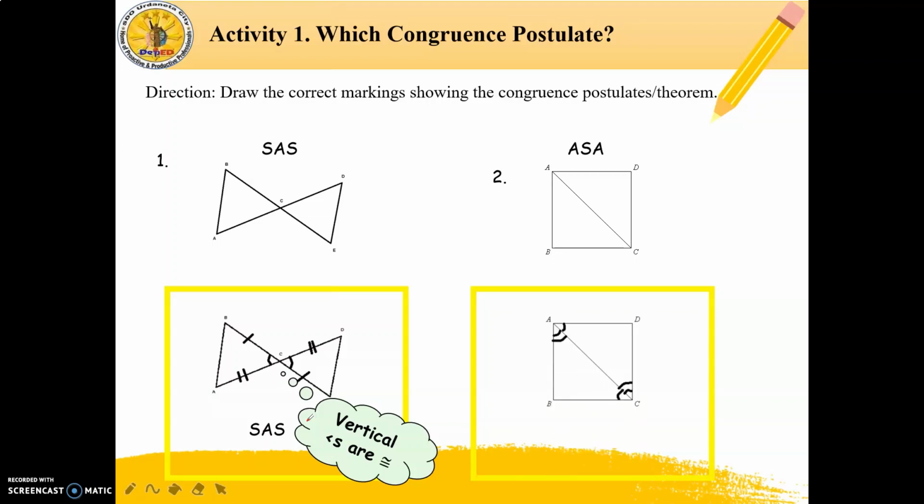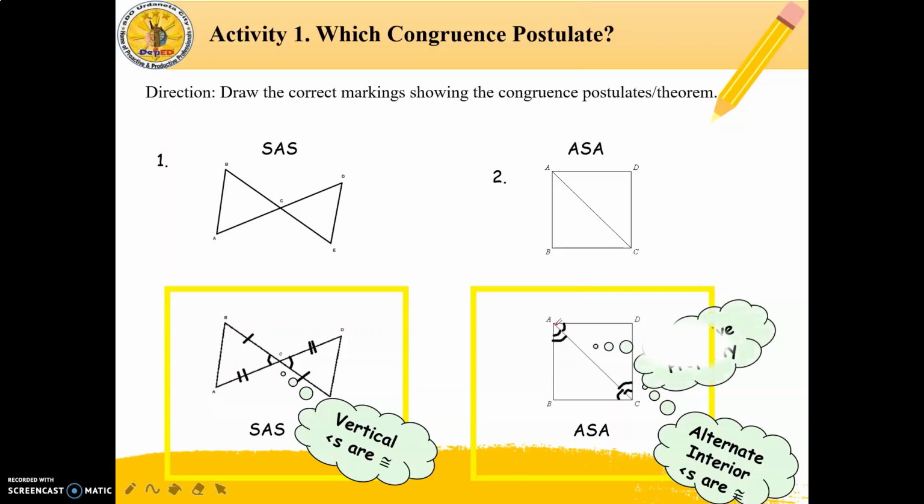For number 2, to prove the two triangles congruent using ASA, or angle side angle congruence, we have to mark two angles and included side. The included side, or the side between the two angles here, are also congruent using the reflexive property, since they share the same side. And alternate interior angles, this one, the angle formed by parallel lines cut by a transversal, are also congruent. So these markings show the correct congruence postulate or theorem.